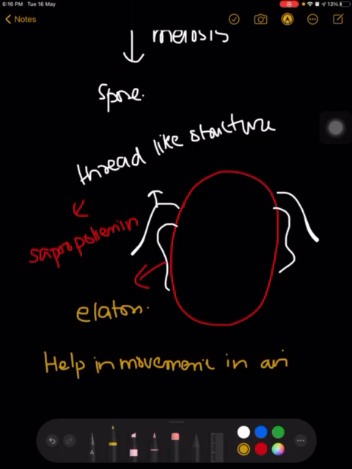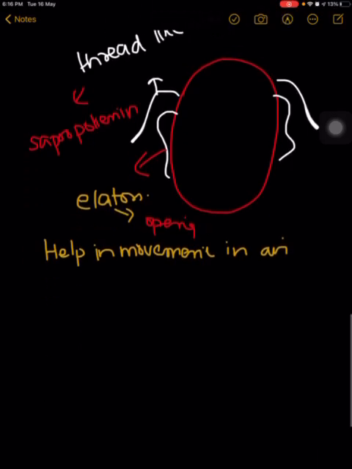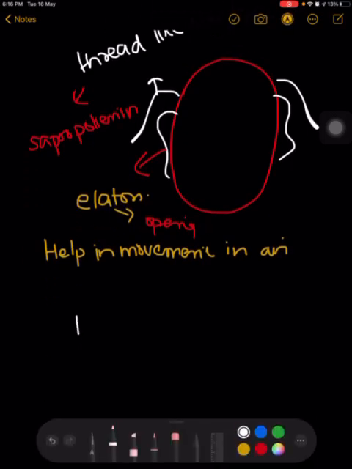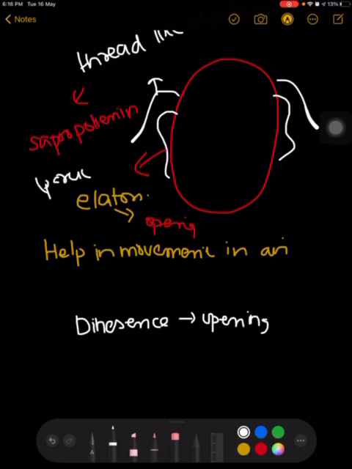So if we talk about the functions of elaters, they help in the opening. This process of opening is known as dehiscence. Basically, these elaters are also known as parachutes. They help the spore during its journey through the air. So these elaters will help the spore to open and get germinated, right?